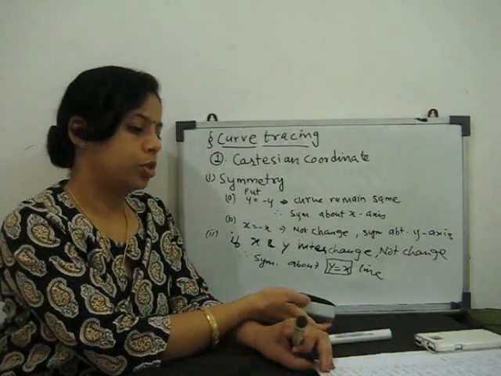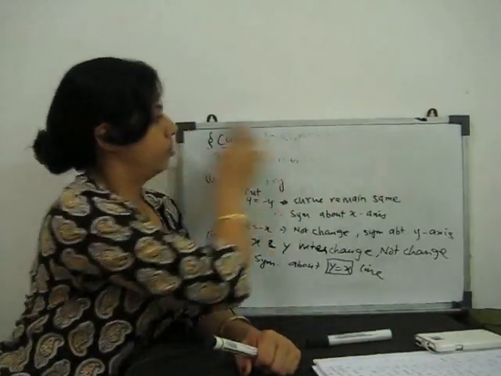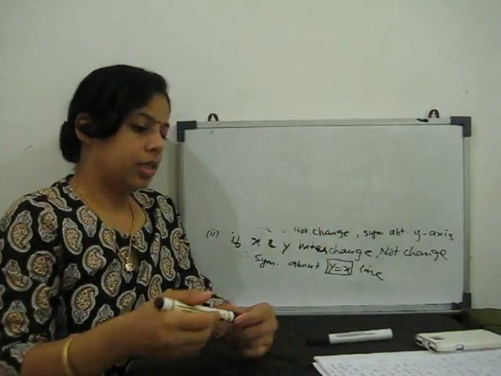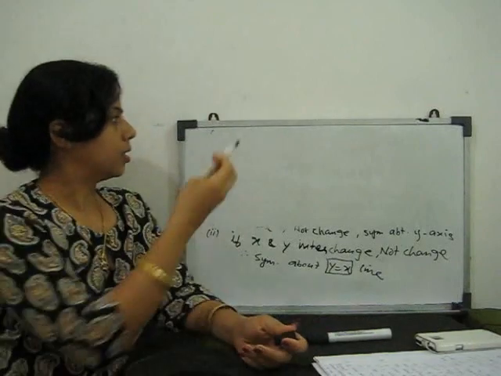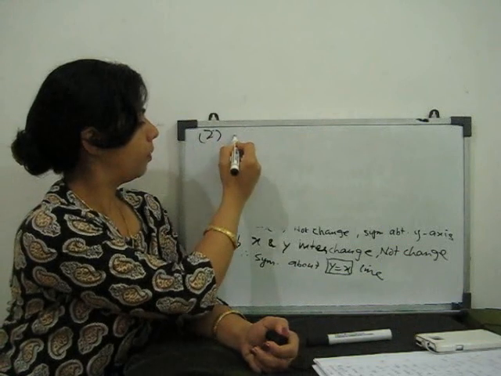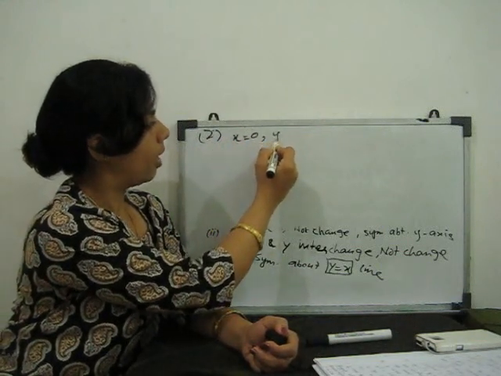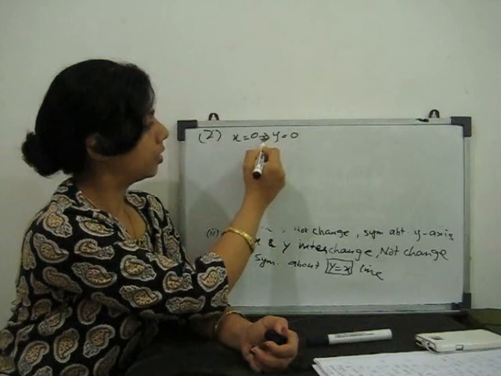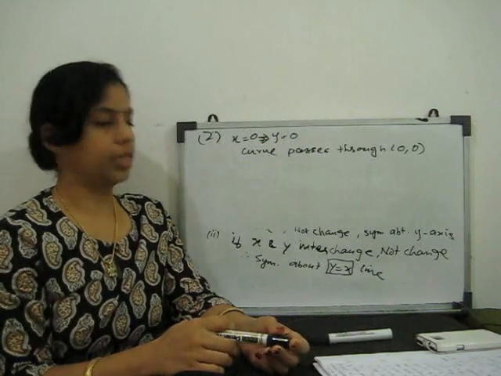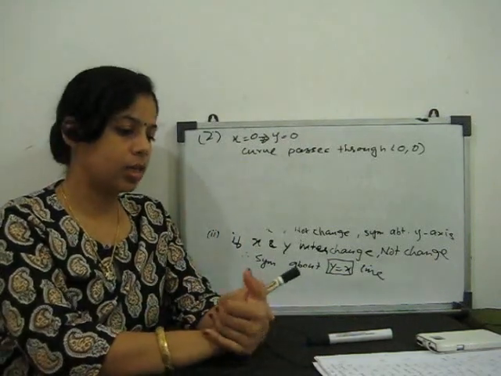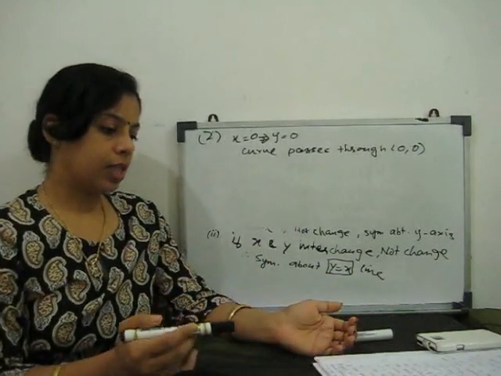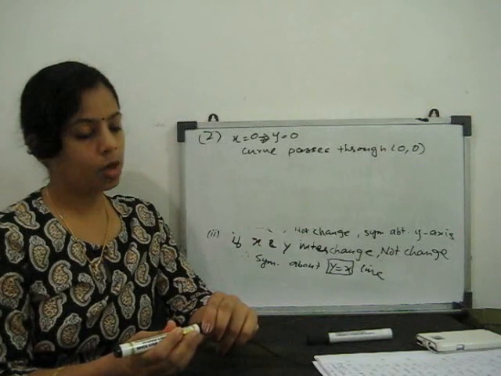Second, after symmetricity, we have to check whether the curve passes through 0, 0 or not. If x is equal to 0 and y comes 0, the curve passes through 0, 0, or it cannot pass. So you have to find out whether it passes through the origin or not. If it passes through the origin, then you have to find the tangent also.